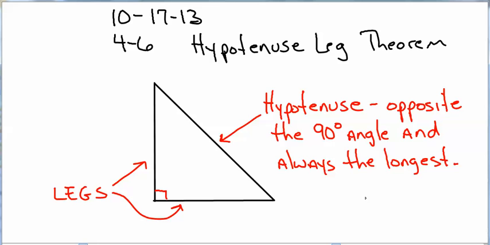The theorem is on page 275, and it's a little bit long to write out for what they're saying, so I would abbreviate it. 275. You got that? Okay. The hypotenuse leg theorem, I'm going to call it the HL theorem.